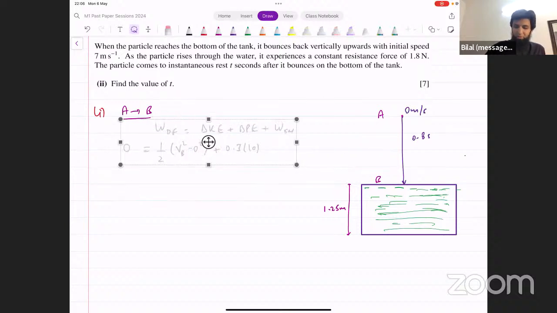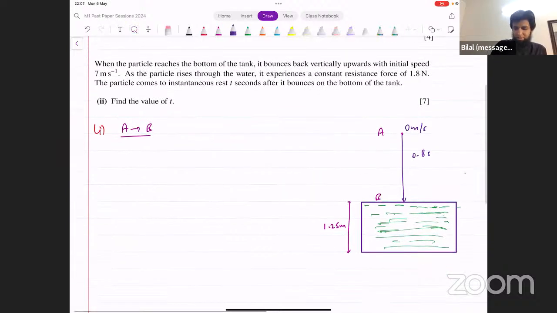So for the A to B part, let's actually use constant acceleration. Then we can use the energy method for the second part. Use constant acceleration because that's going to be much quicker. V equals U plus AT. Let's use this first of all to find the final velocity at that point. Initial speed is 0. It's moving downwards. Let's consider this as the positive direction.